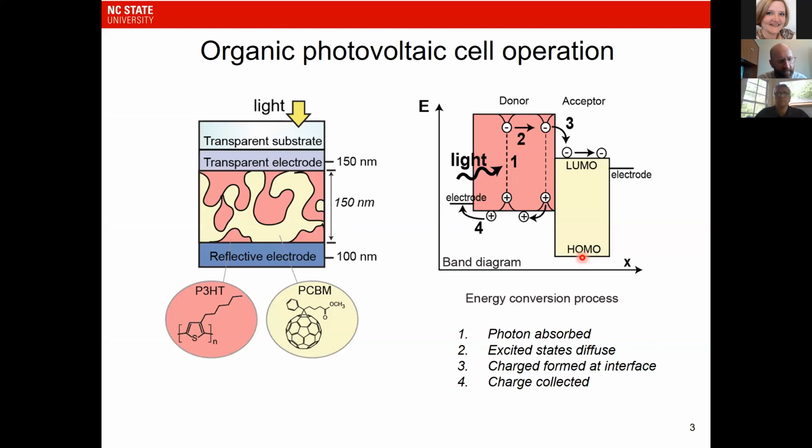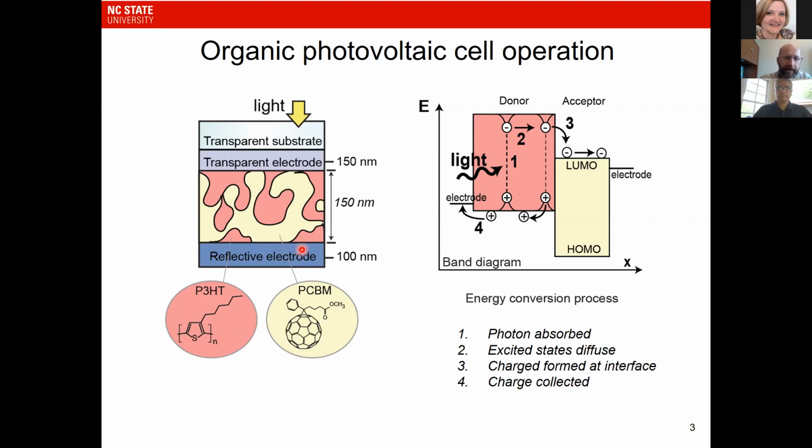All right, so before I begin, I just want to give a quick introduction to organic photovoltaics and how they work. On the left, you see an organic photovoltaic cell. Typically you fabricate it on a transparent substrate like glass. You have a transparent electrode where light would come in, and then you have a mixture of these organic semiconductors, and that's the key to this organic component of the device. It's a pretty thin layer, about 150 nanometers thick, and then it's followed by a reflective back electrode.